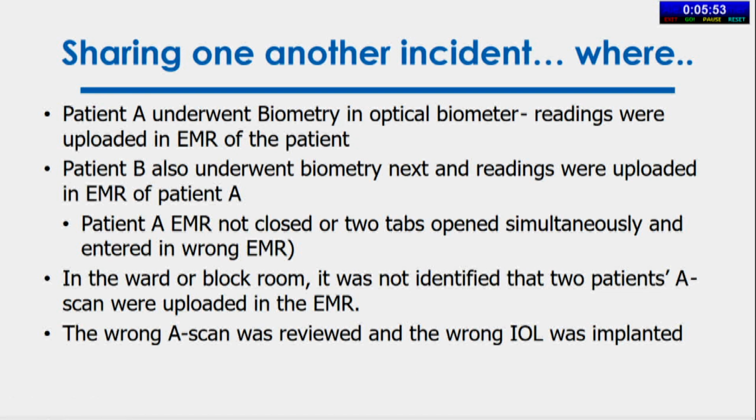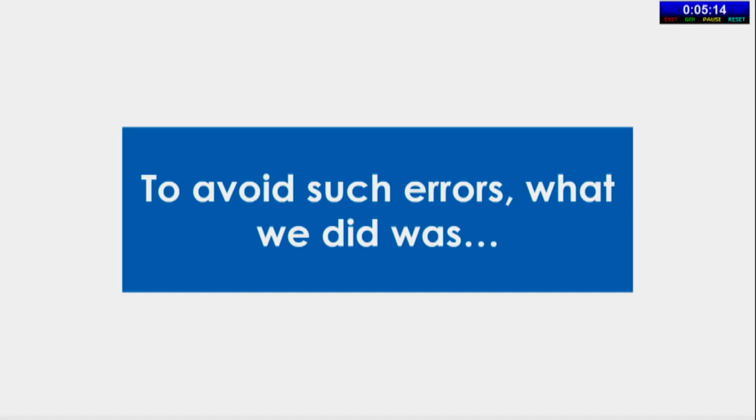Now there's another incident. You think that with EMR everything would be fine, but again, patient A went for biometry in an optical biometer and it was uploaded, and a second patient also went in and it was uploaded into the same EMR. So now patient A has two records, and according to the system, the latest calculation is taken into the printout. This printout went to the block room and to the wards. Only that was verified. In the EMR, it was not verified that there were two records. And therefore, this resulted in implanting patient B's IOL in patient A.